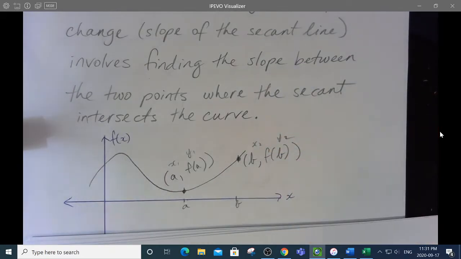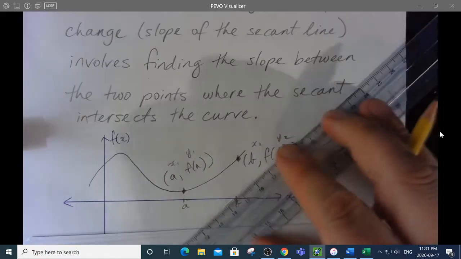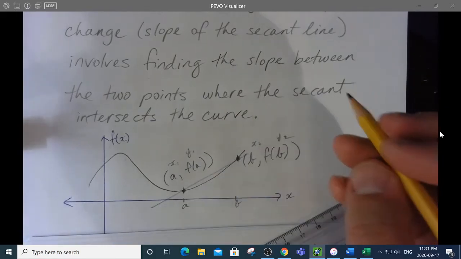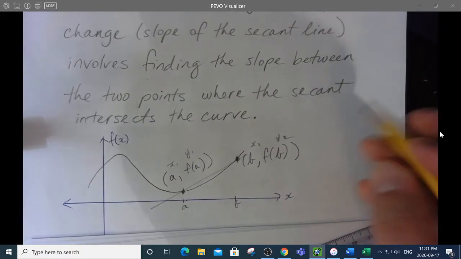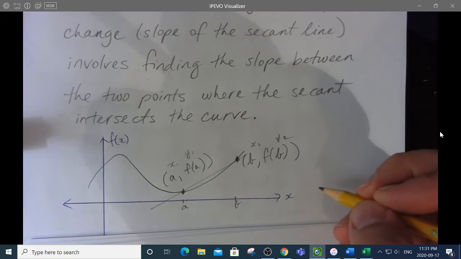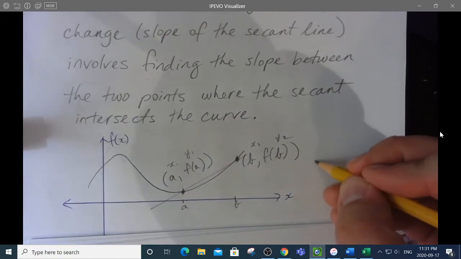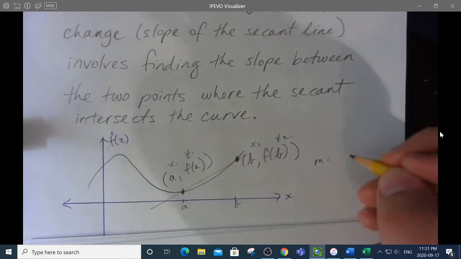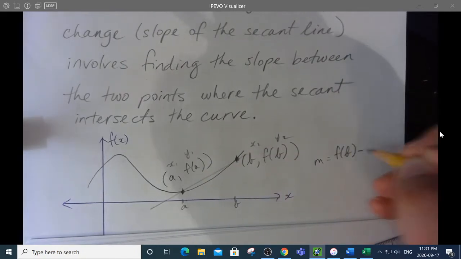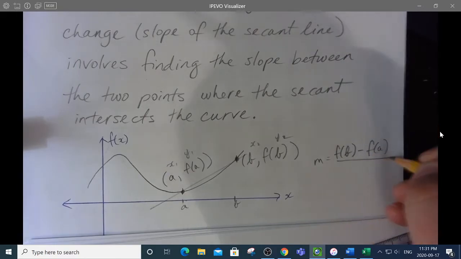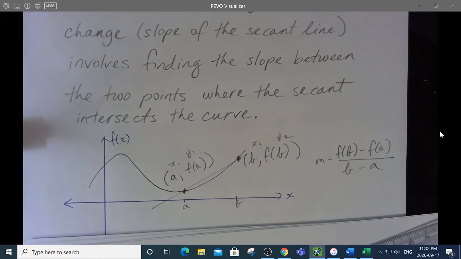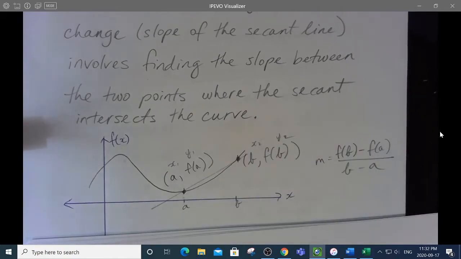So the slope of the secant between points A and B, so the slope, or the average rate of change of this curve from A to B, would be, well, I'll use y2 minus y1, but I'll use my function notation. f of B minus f of A all over B minus A. So that's still just the slope formula. I'm just using different symbols than you're used to seeing. Essentially, I'm using function notation.